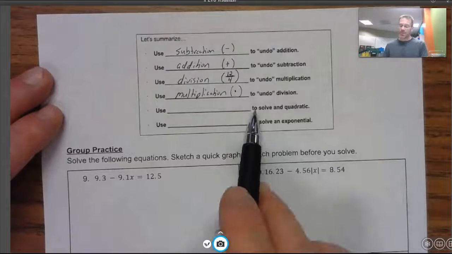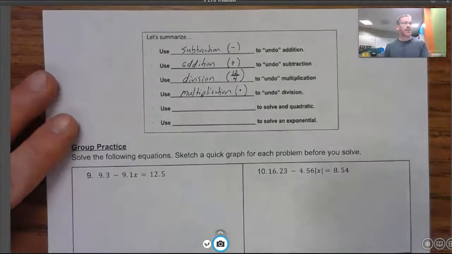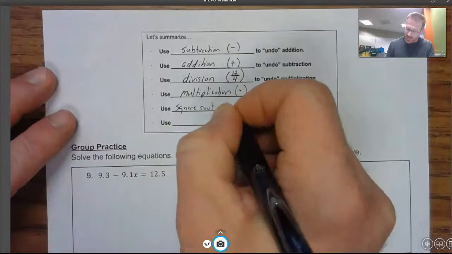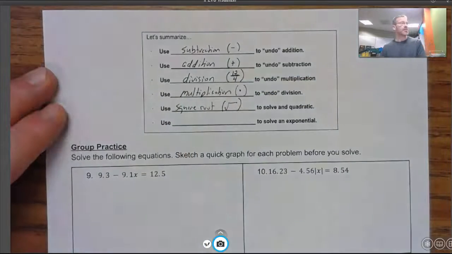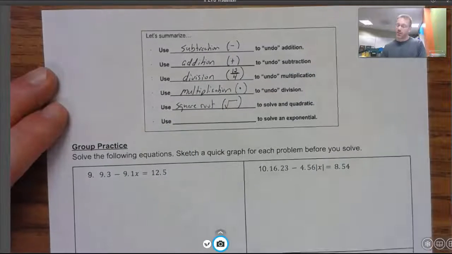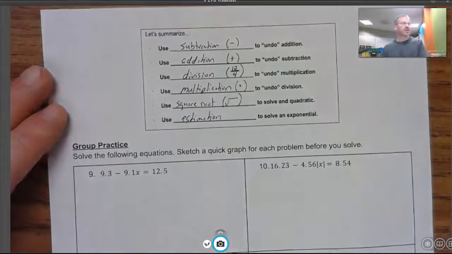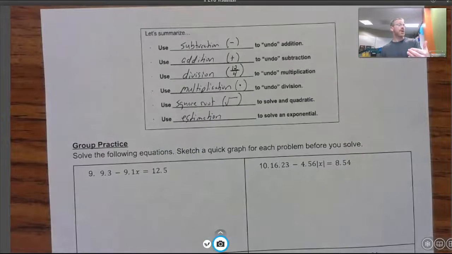Now, to solve the quadratic, we're going to use that square root key to solve our quadratic. Now we're going to use estimation to continue to solve our exponentials if it's not exact. So once again, that just summarizes everything that we've done in this unit. There was nothing new to show you. We just wanted to make sure that if I don't know how to do the mathematical fact in my head, what operation do I need to get there?